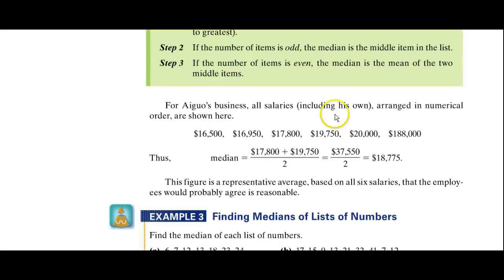So in that small business, if we included the owner, we'd have the 6 salaries now listed. We would take the 2 in the middle, add those, divide by 2, and then this would be the median. So a much better representation than the skewed data of using this outlier.